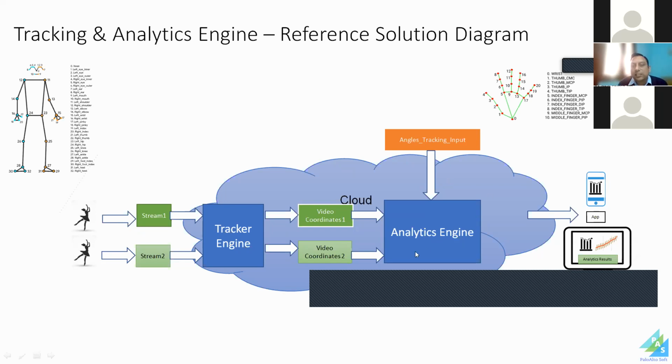The next thing is the accuracy of the analytics engine. We can define our approach. The tracker engine, which converts the video, is pretty accurate. And once the video coordinates are sent, the analytics is not a problem at all. This is the algorithm which we have defined. We can argue whether this is better or that is better.